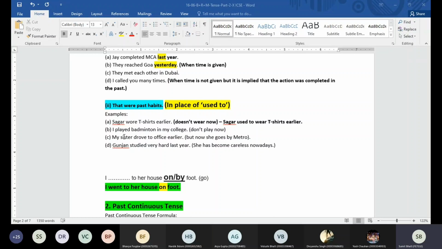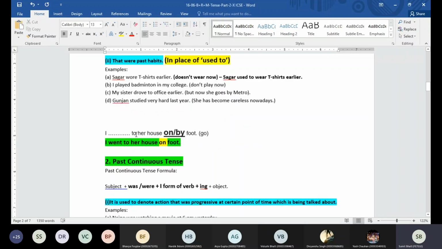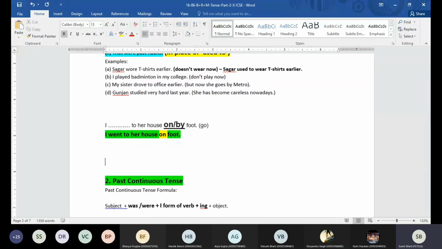But in this case, we are going to go for "on", because this is not an equipment or something we are taking to go from one place to another. Now we are going to start with past continuous.